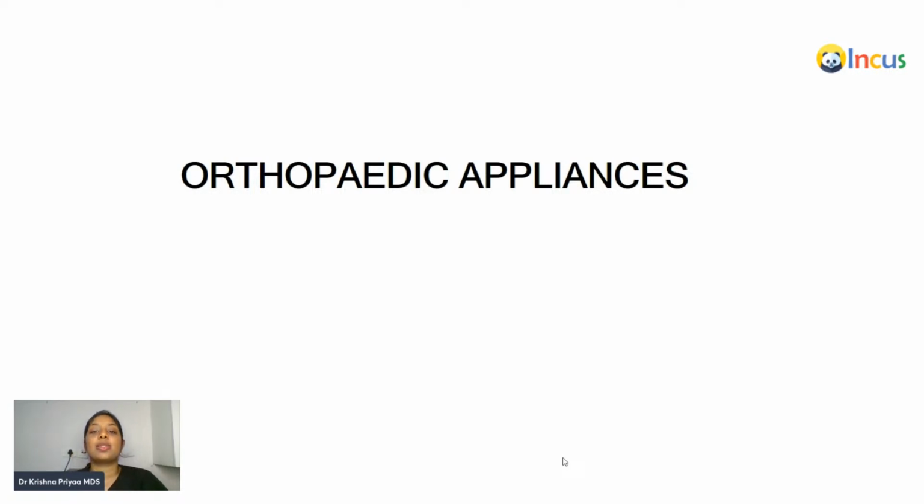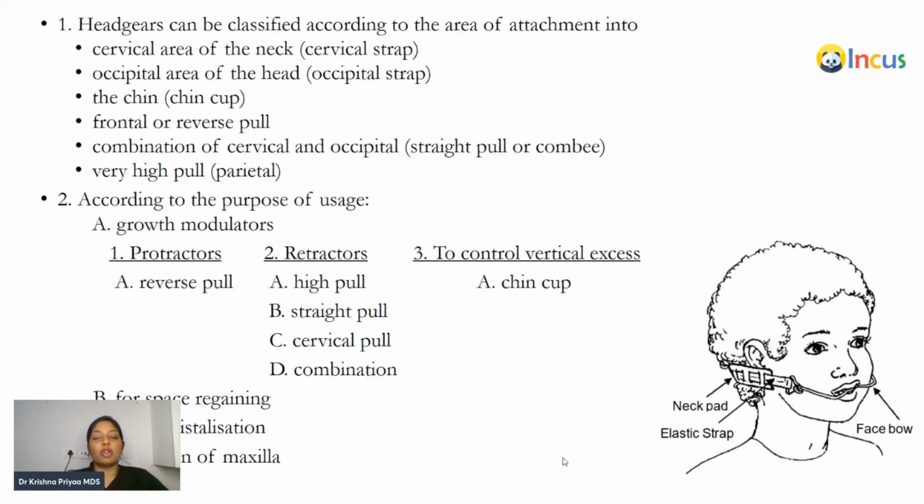Okay, done. So we are going to see about orthopedic appliances. What are orthopedic appliances? Generally, orthopedic is associated with an extraoral force or traction which is applied to the face, as an adjunct towards the orthodontic treatment. Everyone would be having a vague idea of what orthopedic appliances are. Generally, headgears come under this concept of orthopedic appliances.